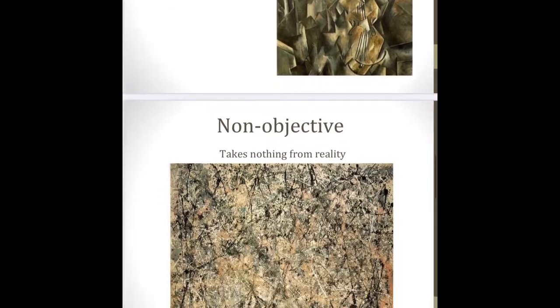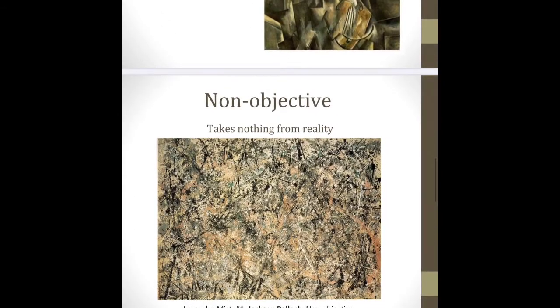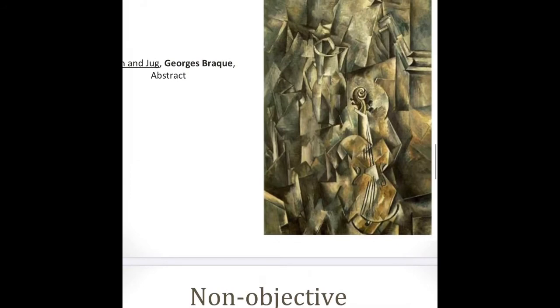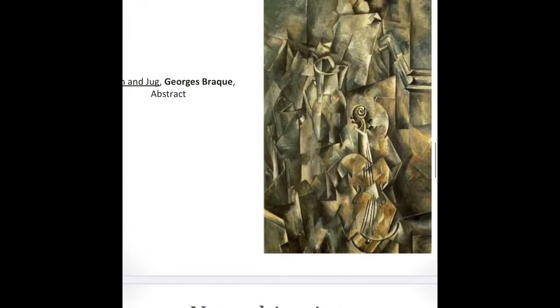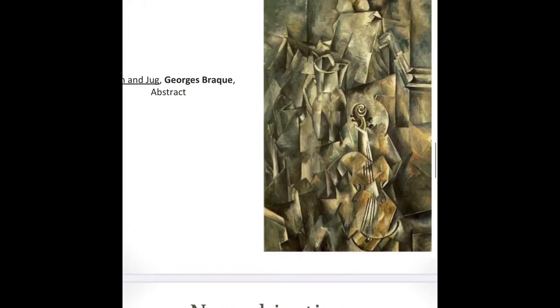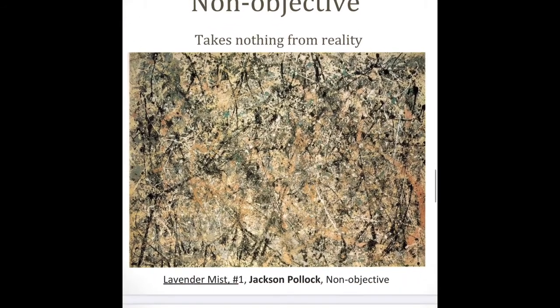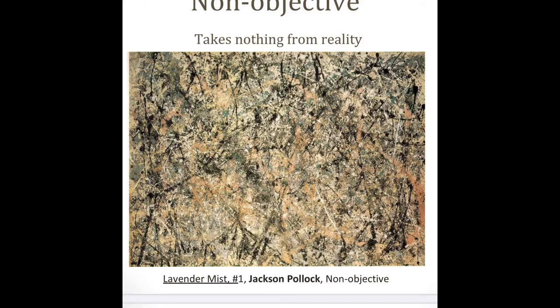The next type of art form we're going to look at is something called non-objective. A lot of people call this abstract, but they would be incorrect. Abstract still is taking from real life, but it is just manipulating it in a way that doesn't look like something we see in reality. Non-objective is taking nothing from reality. So for example, Lavender Mist #1 by Jackson Pollock is considered non-objective. You're seeing nothing more than the elements of art in a non-objective piece.